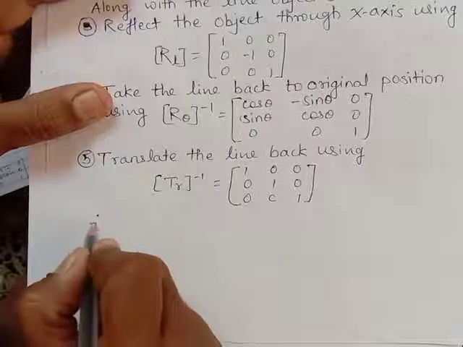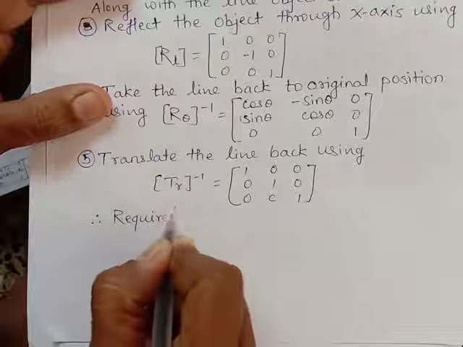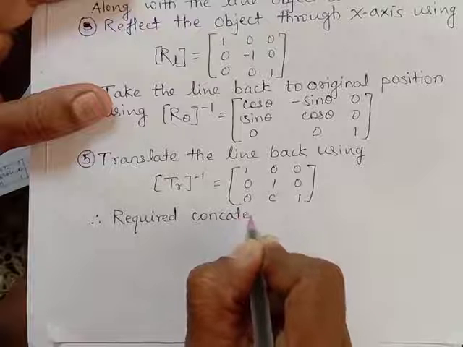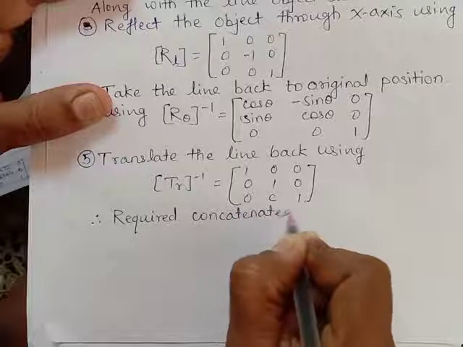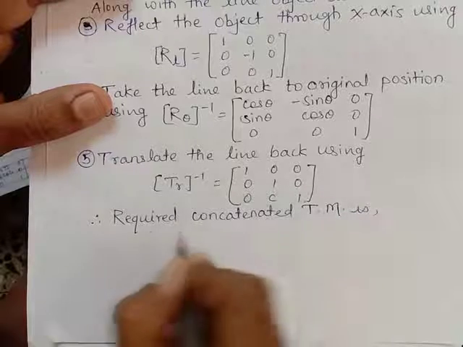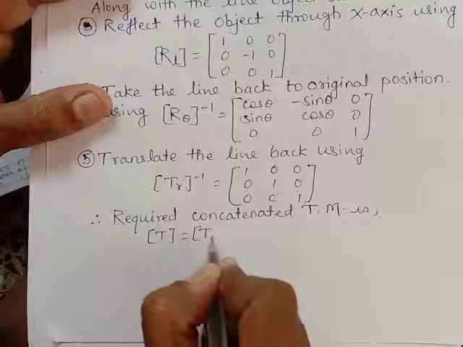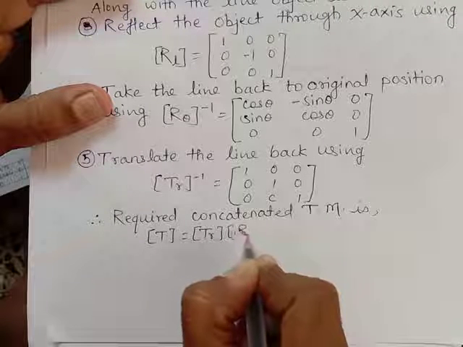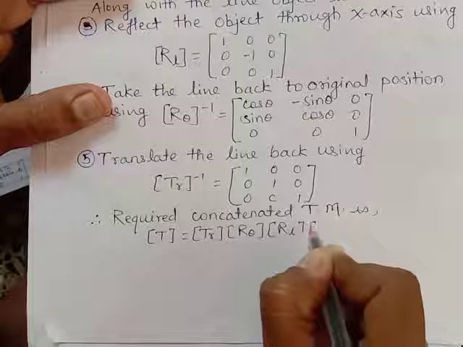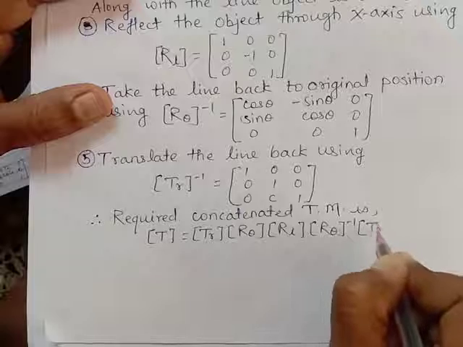Therefore, the required concatenated transformation matrix is T. That will be translation into rotation into reflection into inverse rotation into inverse translation.